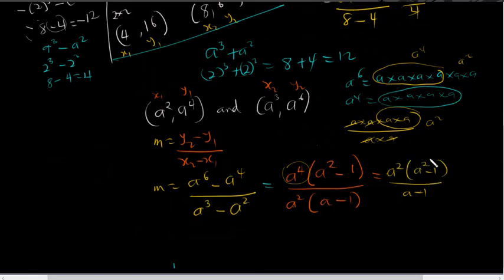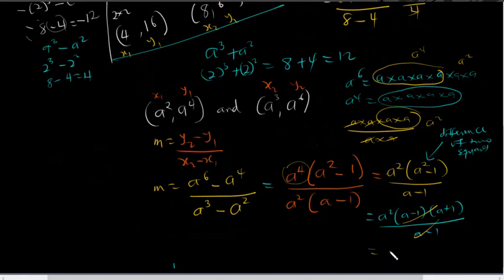What you see here is what we popularly call difference of two squares. Now 1 is a perfect square. 1 is the same as 1 raised to the power 2. So I can better write this as a squared minus 1, divided by a minus 1. And a minus 1 can cancel a minus 1, so that I'll be left with a squared times a plus 1. So this will be the slope of the line, and if I expand this, it is very clear.